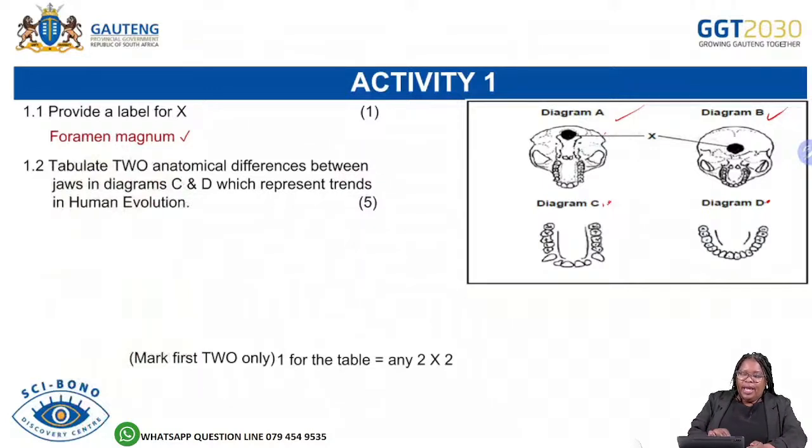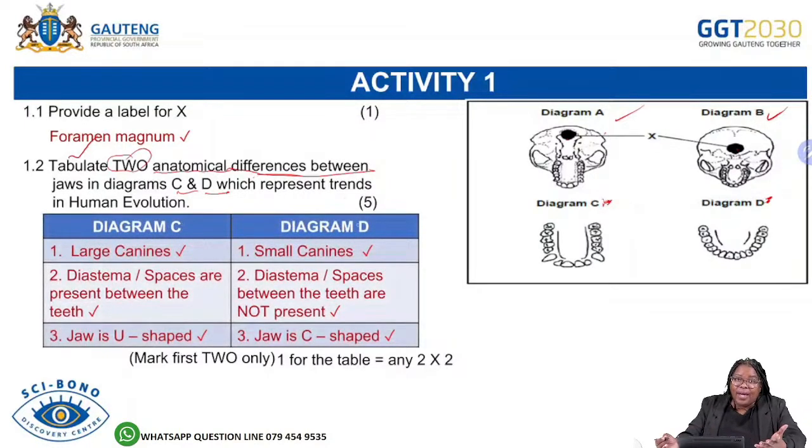Right, let's look at the other question. Tabulate two anatomical differences, bodily structure differences, between the jaws of diagram C and diagram D. Now, for 5 marks, obviously 1 mark is for the correct table. Now your table must have correct headings. Remember, here you are comparing differences between C and D and representing trends in human evolution, right? You'll be looking at C and D, giving the differences. 1 mark is a free mark for the table. Don't draw a cross. Let it be a full table with all the borders, right? Diagram C and diagram D are given. So for you, it's just to collect that 1 mark. Then you only give differences with what you see there, right?